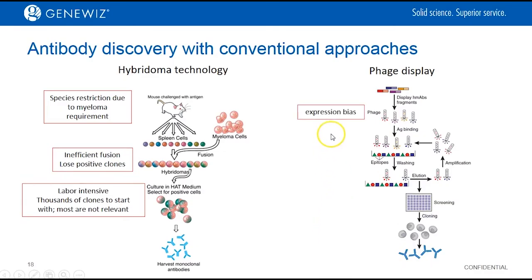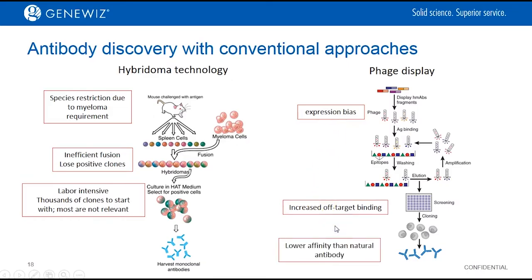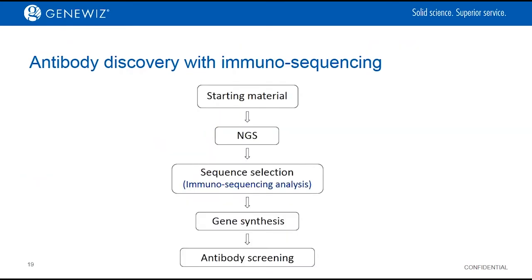However, this technique suffers from expression bias, increased off-target binding, and finally, antibodies produced by this technique have lower affinity than natural antibodies, and this is because these antibodies do not undergo the process of somatic hypermutation like in the germinal centers of immunized animals. Antibody discovery using immunosequencing helps overcome these caveats.